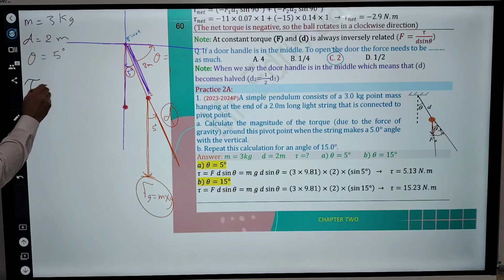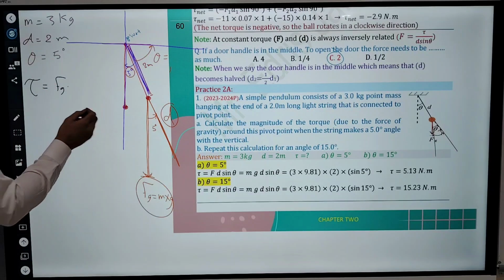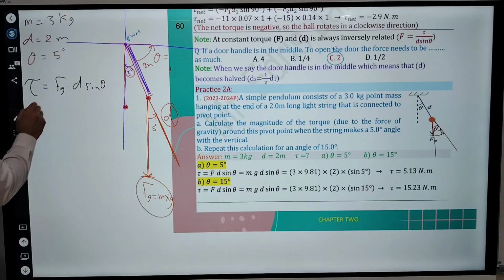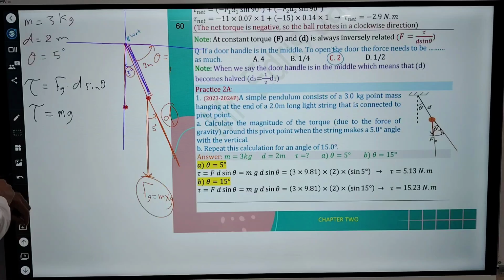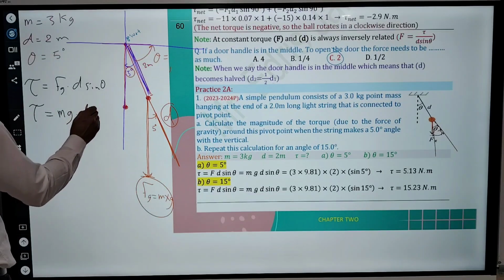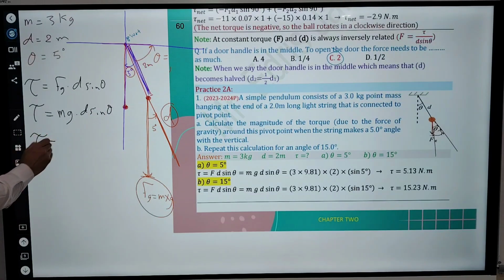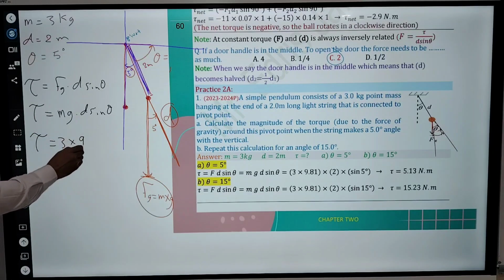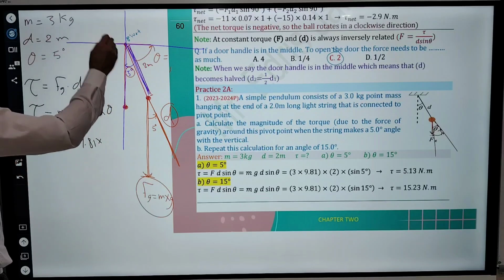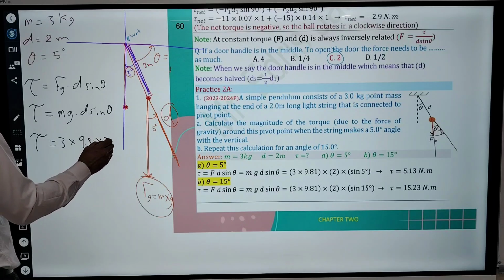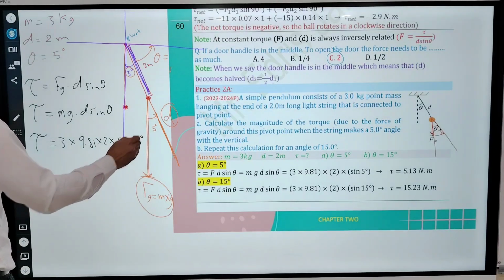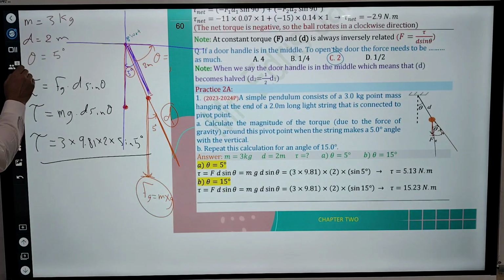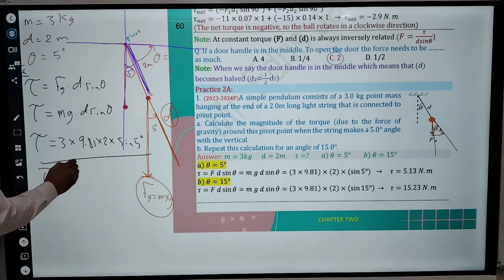Calculate the magnitude of the torque, which is equal to, according to gravity, the torque produces Fg sine theta. Torque is equal to, instead of Fg, write down what? Mg. When mass is given, you have to convert to weight, which is equal to mass times gravity, d sine theta. Mass was given 3, gravity 9.81, distance of the string was given, which is equal to 2 meters, sine what? Sine 5. Okay? This is branch A, which is equal to what? 5.13 Newton.